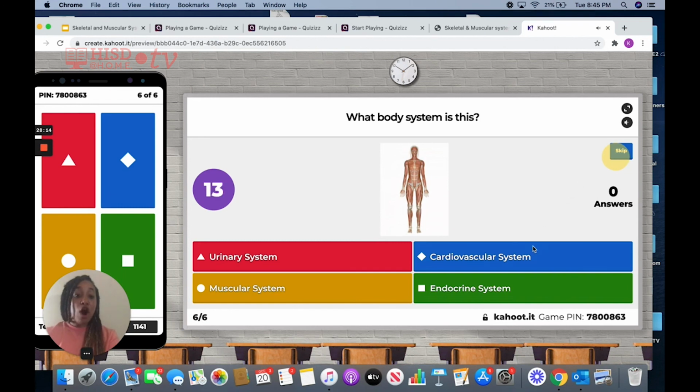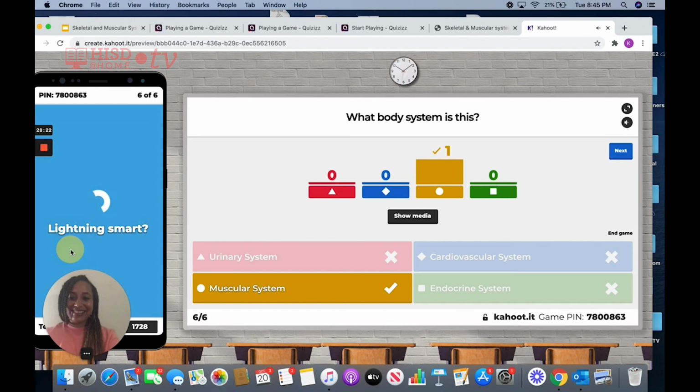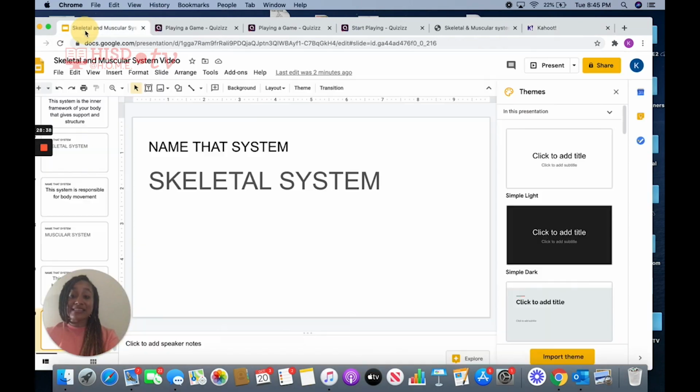We think it's the cardiovascular system? Are you sure? No, you think it's the muscular system? Let me hurry. Great job. It is the muscular system. Today, we earned 6 out of 6. Great job. Awesome. I am so proud of each and every one of you for working hard today.